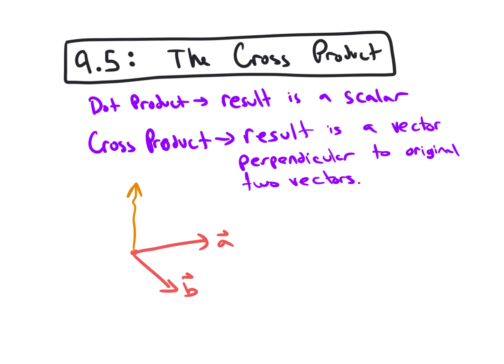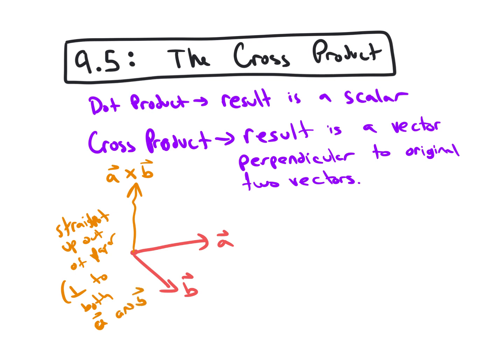And so we have to do cross product in 3 dimensions. So we call this A cross B, and that is straight up out of the paper, AKA perpendicular to both A and B. Forms a right angle there, forms a right angle there.